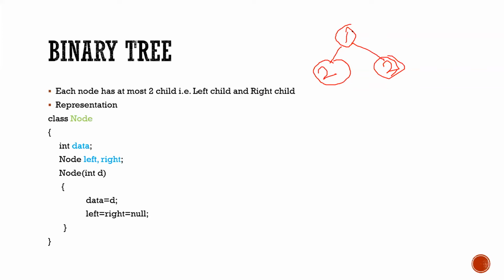So this is a binary tree, 1, 2, and 3. This is also a binary tree. But this is not a binary tree because it has three children, right? A binary tree is a tree which consists of at most two children. That is 0, 1, or 2.